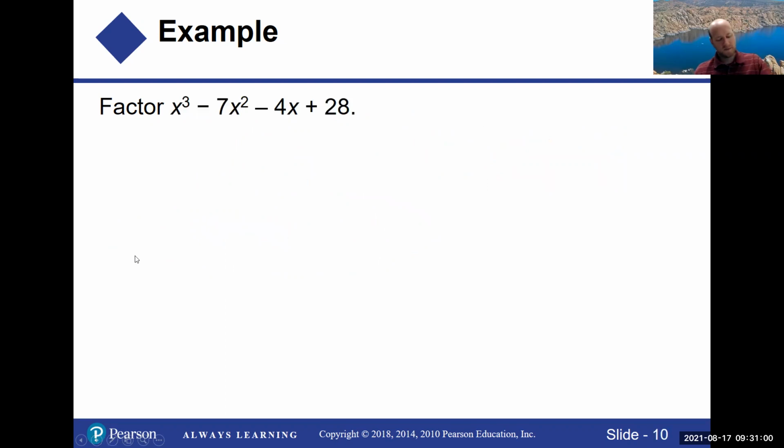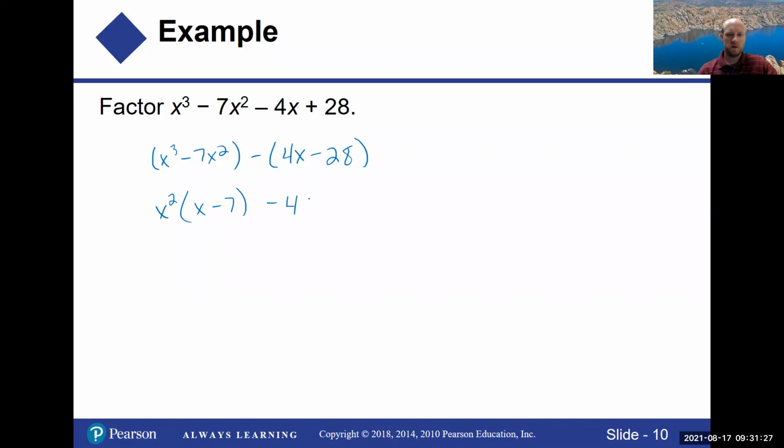All right, this one has 4 terms. So again, when something has 4 terms, I'm going to think grouping. So I'm going to group like so, just making sure all the signs are still good when I distribute this negative. And then I'm factoring. So I can take out an x squared here. I'm left with x minus 7. And we can take out a 4 here. So I'm also left with x minus 7. Because when I distribute the negative 4, I would get the plus 28.